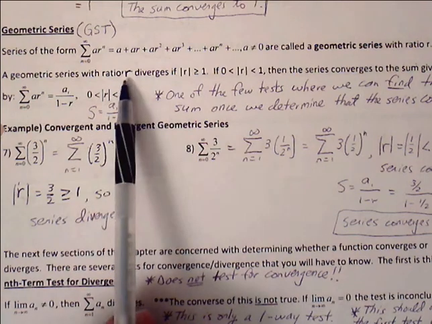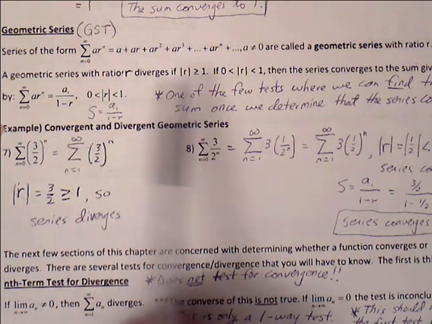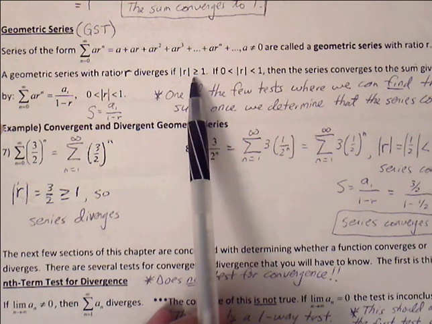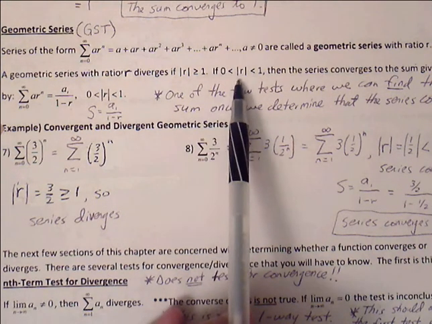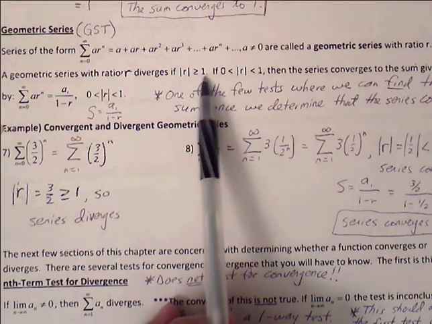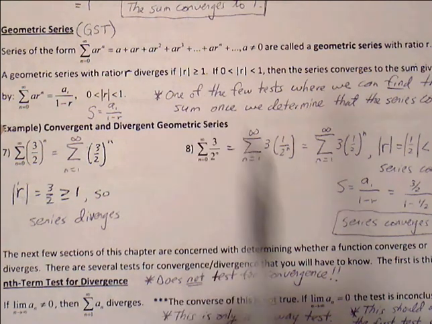Notice that the geometric series will diverge if the ratio is 1. So even if it is 1, it will diverge, for absolute value greater than or equal to 1. So in order for a series to converge, the ratio has to be less than 1. So we have to make sure we're careful about that value 1.